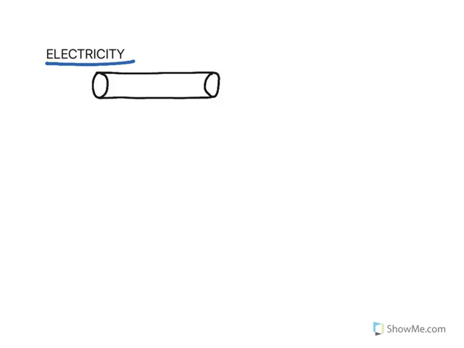So now we'll start with the chapter of electricity. So here is a wire. This is a wire, and a wire is made up of matter. All matter has atoms, and in the atoms we have the electrons. So here are the electrons present in the wire.